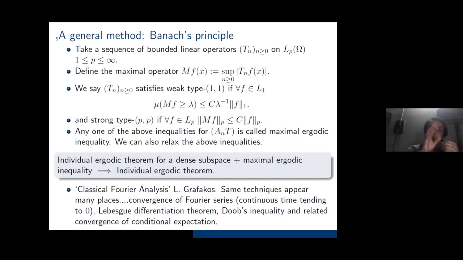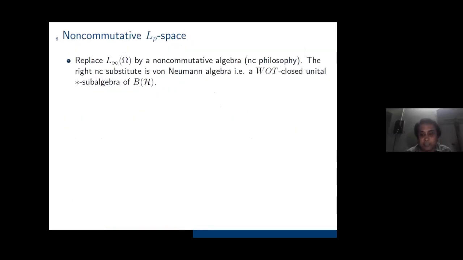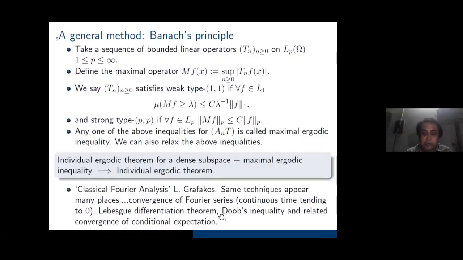When the time average goes to infinity, do you have a pointwise convergence or not? But you can also ask, when time goes to zero, what happens? Do you have some kind of convergence or not? That is really related to Fourier series, convergence of Fourier series, and all those like the Lebesgue differentiation theorem. But for all of them, you have to prove this kind of a strong p-p or weak 1-1 type inequality, then you are done.